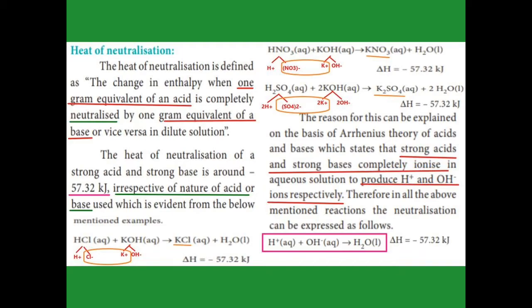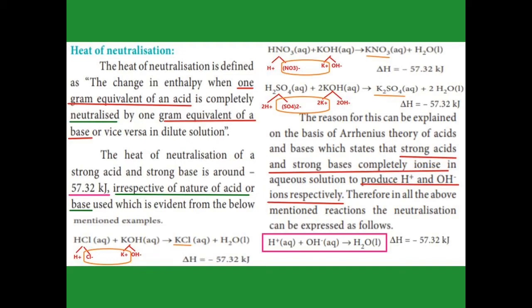Here the potassium hydroxide is the same, but we change the acid. First HCl is added, next nitric acid, next sulfuric acid, but potassium hydroxide is commonly used. Even though the base is common and we change the acid, the delta H value should change, no? But here there is no change in delta H value. We get the same constant value. Why? See the last equation. What is the common product here? Water is the common product.